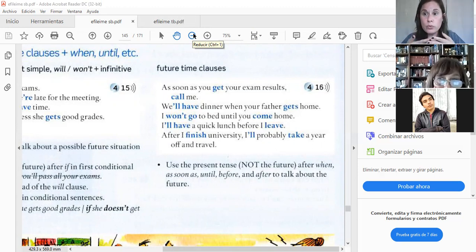Porque la cláusula futura es una parte de la oración que me indica un tiempo futuro. Yo, por ejemplo, les digo, cuando te vea o cuando te veré. El cuando es una cláusula futura. ¿Ok? Una cláusula a futuro. So, as soon as you get your exams, call me. We'll have dinner when your father gets home. I won't go to bed until you come home. I'll have a quick lunch before I leave.